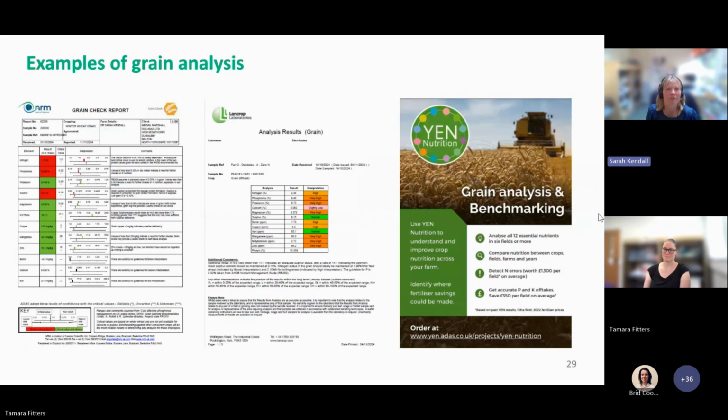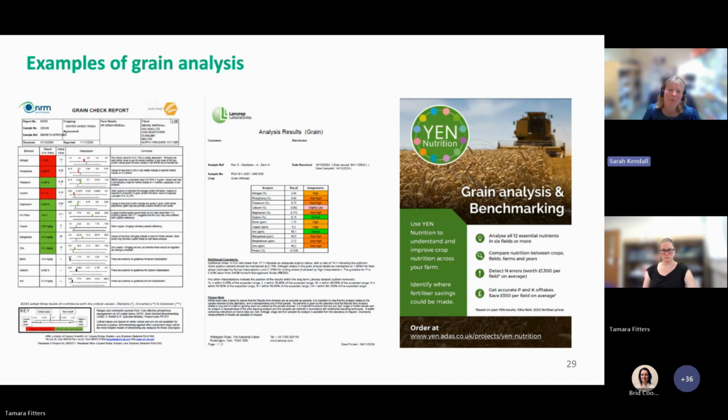If we move on to Mara. So I've just put up here a few examples of different ways in which you can go about doing grain analysis. So you can see here a couple of example reports from the labs where they give some interpretation and guidance with the results. So you can see here NRM's grain check and the report from Landcrop showing a different kind of traffic light system to try and highlight where there may be concerns and maybe where some of these nutrients were sufficient.